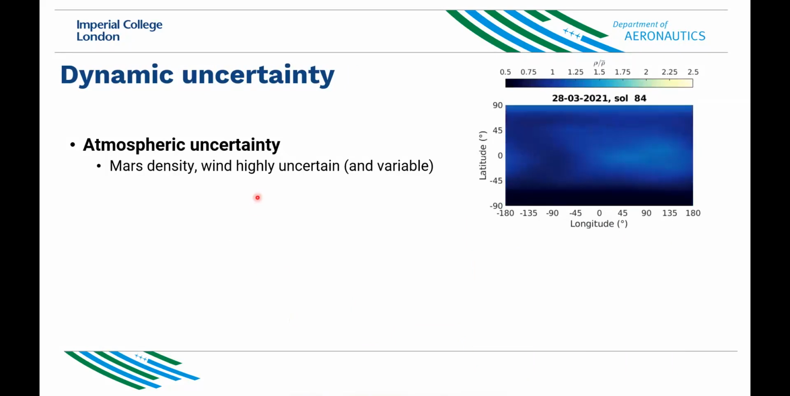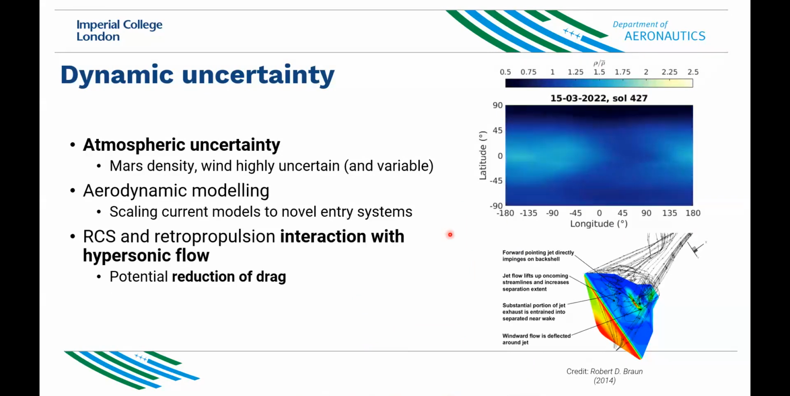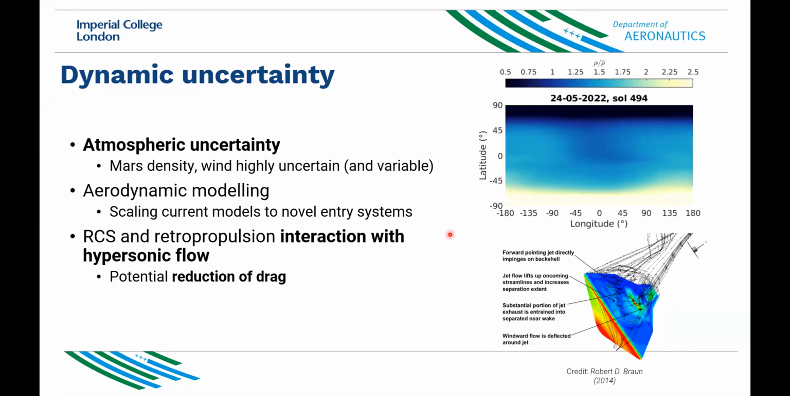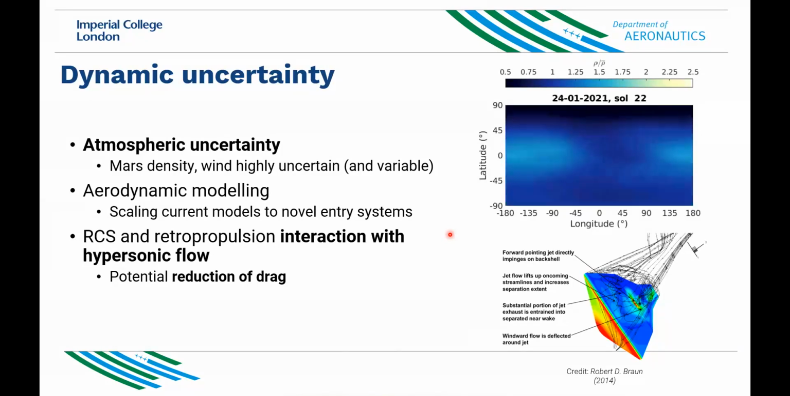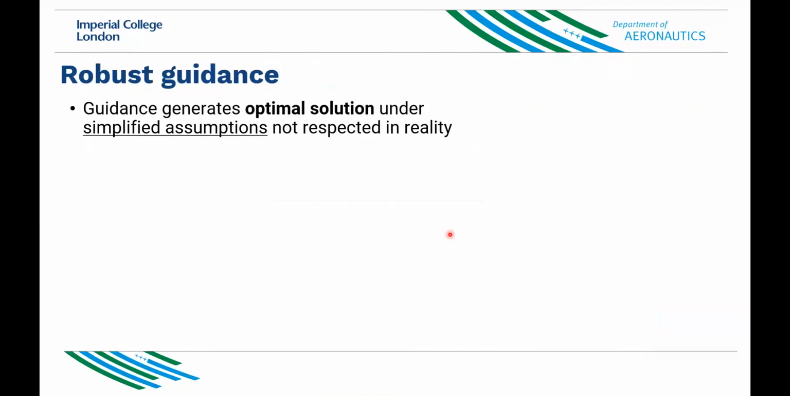Of course, the Martian environment is also highly uncertain, and the variables that we're most interested in from the point of view of the atmosphere for EDL are the Martian density and the wind, which exhibit significant daily and seasonal variations. In addition, while we understand pretty well the aerodynamic performance of current entry systems, it's difficult to scale this knowledge to future systems that will exhibit higher masses. In particular, there's a dedicated aspect, the interaction of thrusters with hypersonic flows, in which, for instance, when we fire into the flow, we might have a reduction of the drag of the vehicle, which is something that we don't want since we're using that to decelerate. Therefore, we have the need for robust guidance algorithms.